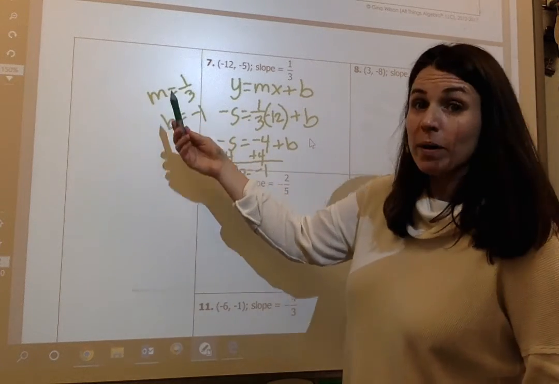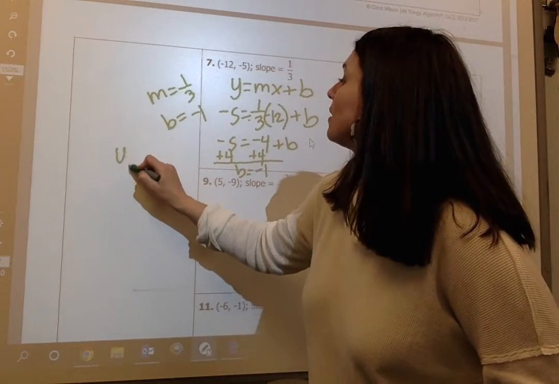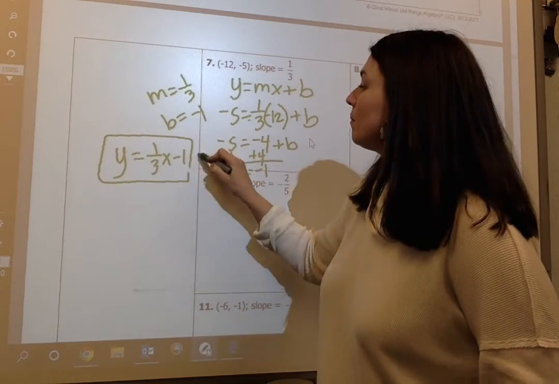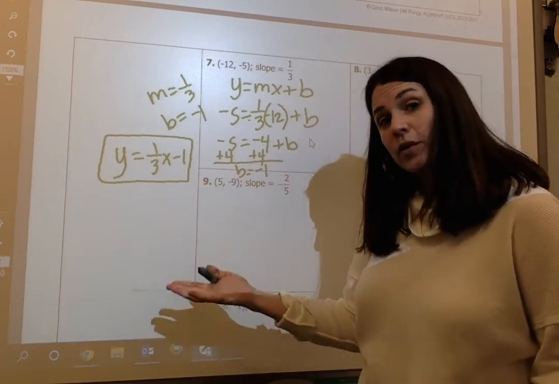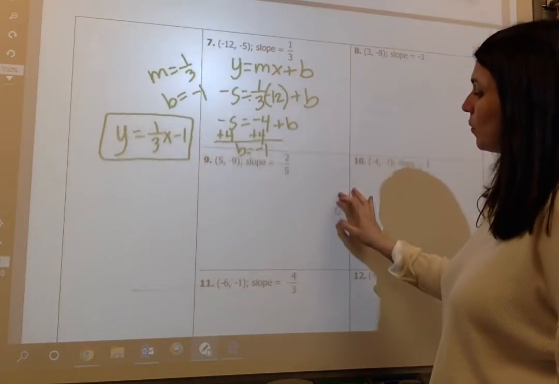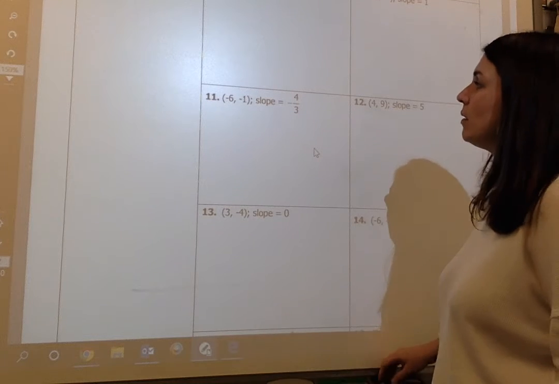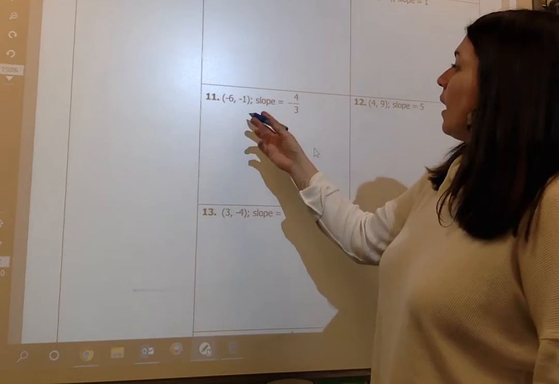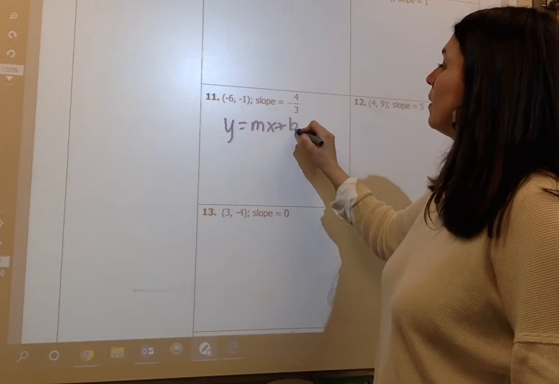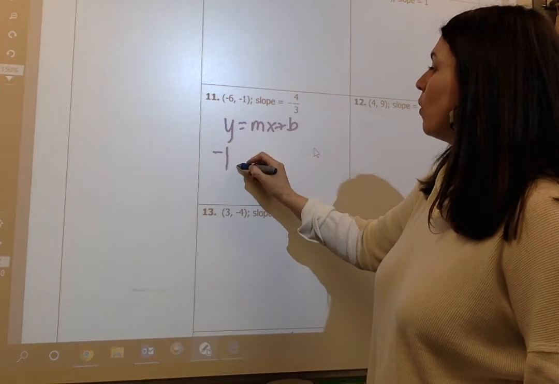Now that I have my slope and now that I have my beginning point, I can say y equals 1/3 x minus 1. And voila, point-slope form. Let's do another one in point-slope form. Let's go down here to number 11. And I have y equals mx plus b. My y value is -1.